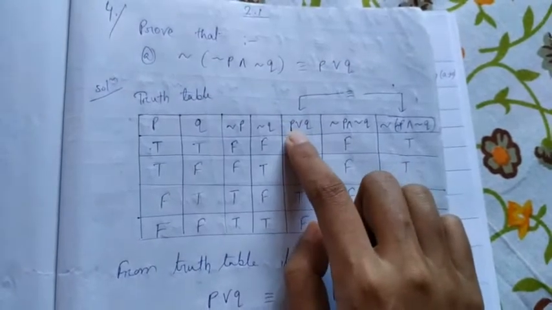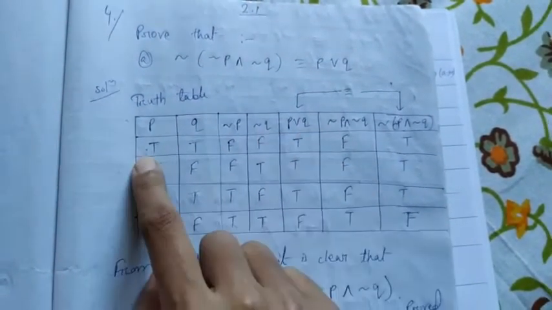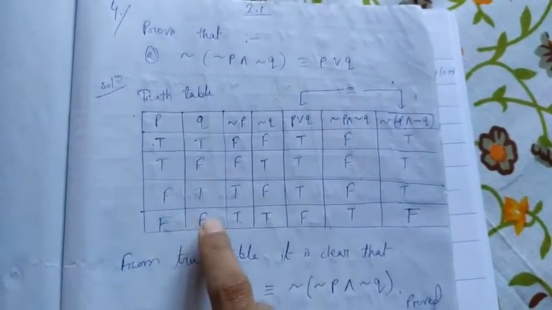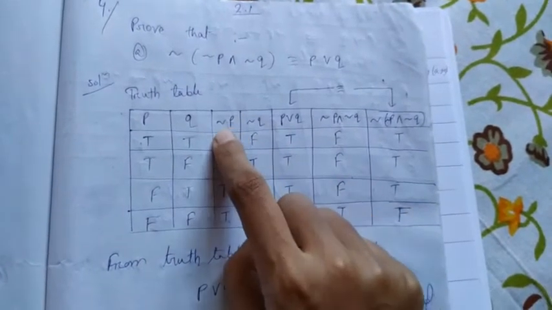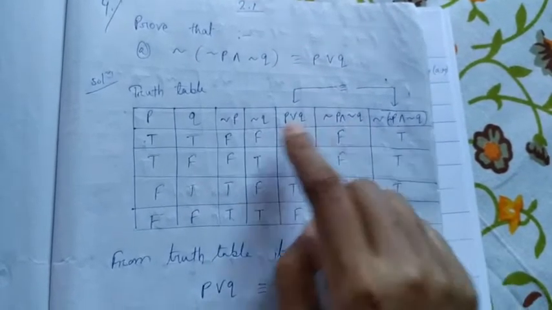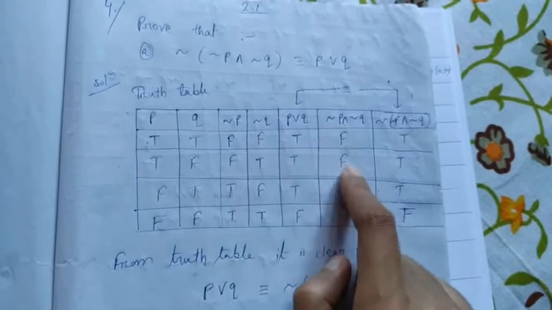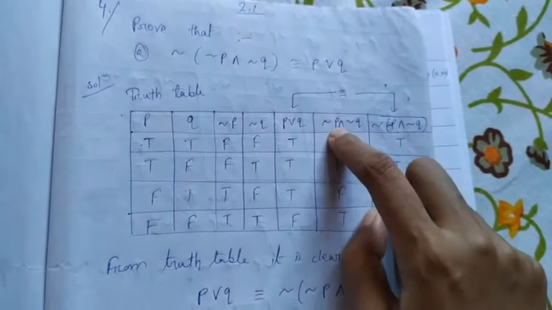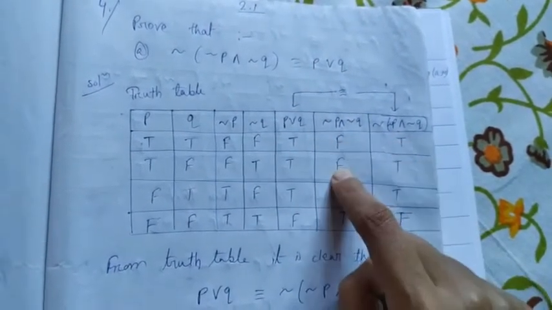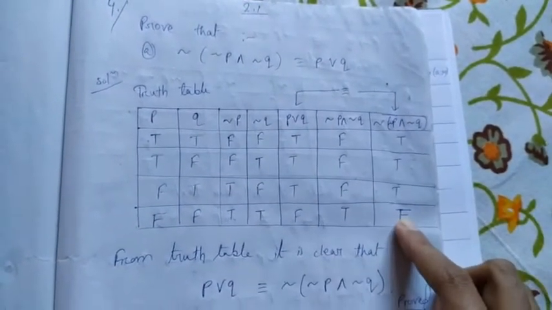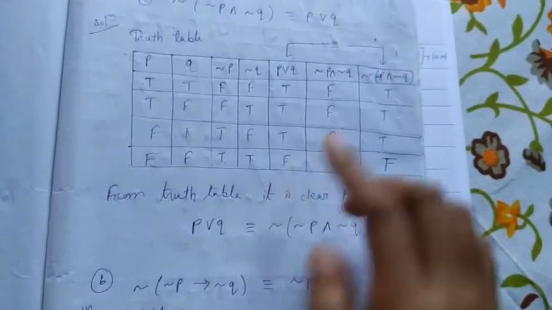Now P or Q. P or Q is true for true true, true for true false, true for false true, and false for false false. And not P conjunction not Q means not P and not Q: false false is false, false true is false, true false is false, and true true is true. Now you find the negation of this one. If it is false it will be true, false true, true false. Now you see this column and this column are same. So from the truth table it is clear that this is equivalent to this.